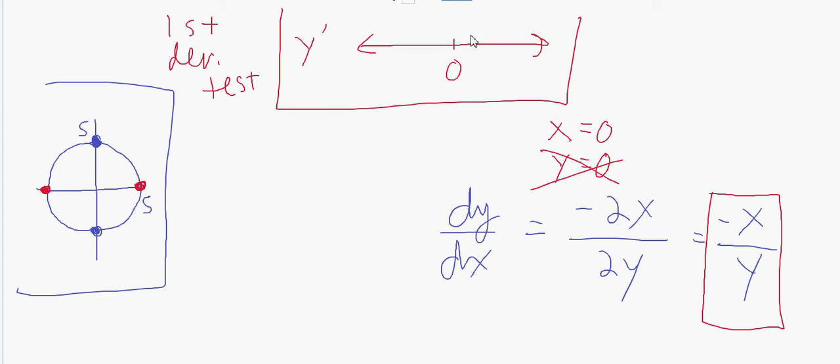Is it going from positive to negative? Is it going from negative to positive? The reason that we can't do that right now is because there's a y in there. And if you look at our graph over here, there's 2 points at 0. One up here, one down here. One's a max and one's a min.